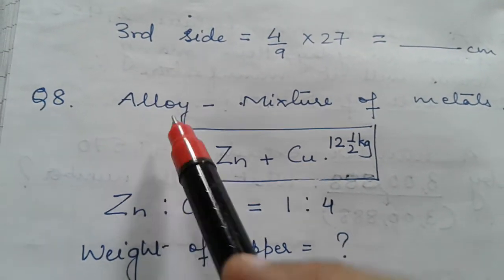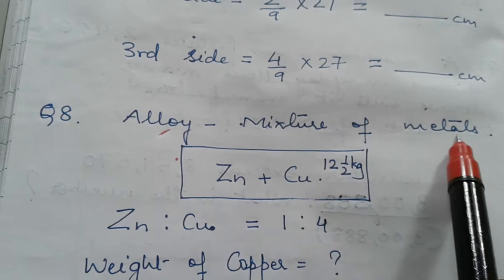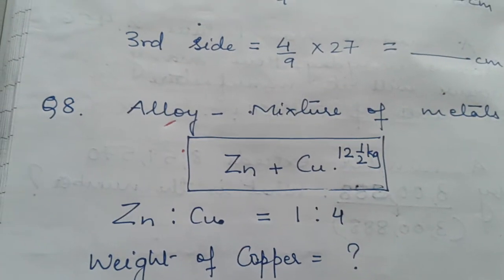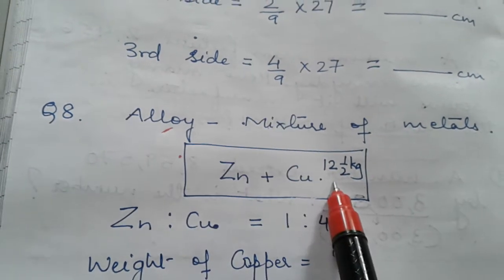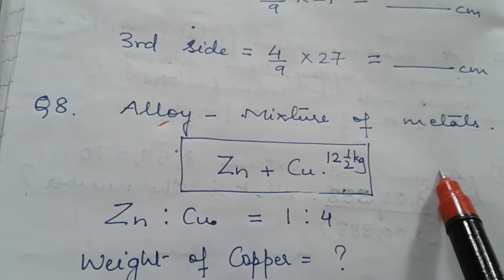So alloy. What is an alloy? An alloy is a mixture of metals. Sometimes one metal is mixed with another metal and a third thing is formed. That third thing which is formed is known as an alloy.